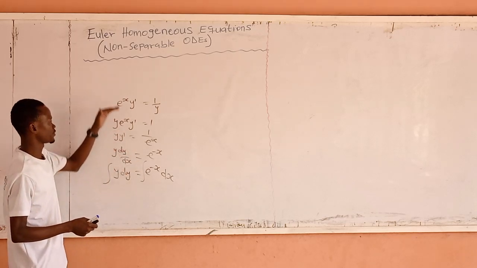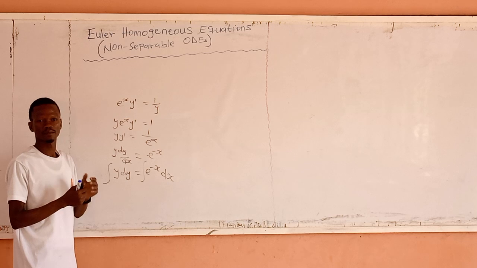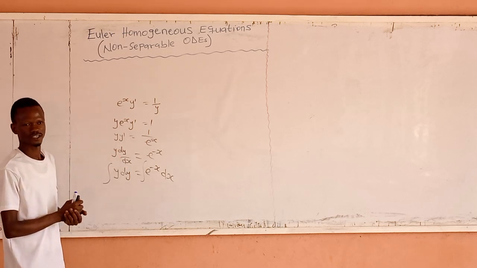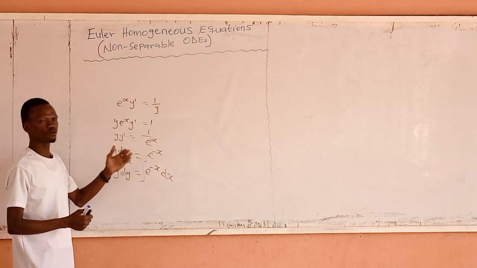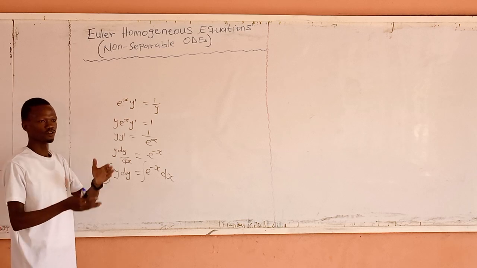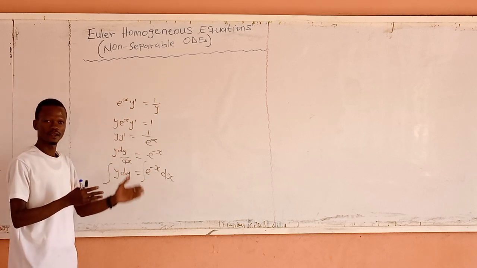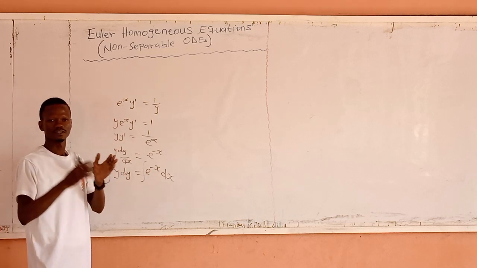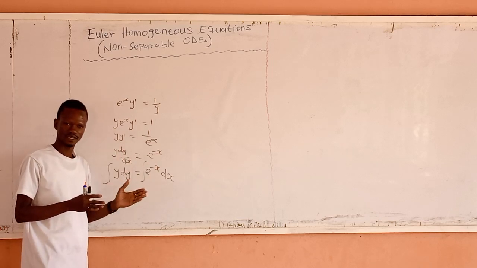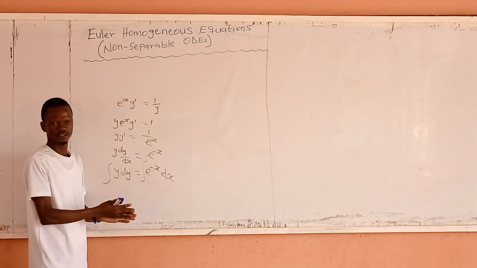So these were the types of equations we did, which we call the separable ordinary differential equations. By the separable equations, we learned that in those equations, the dependent and the independent variables can be separated to both sides of the equal sign, as we just demonstrated.